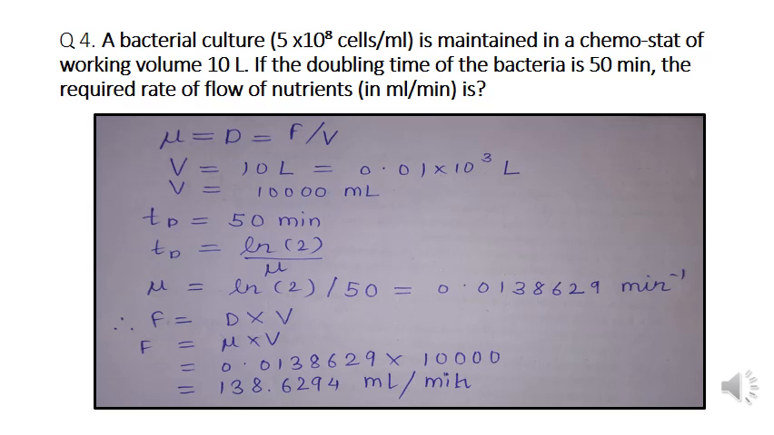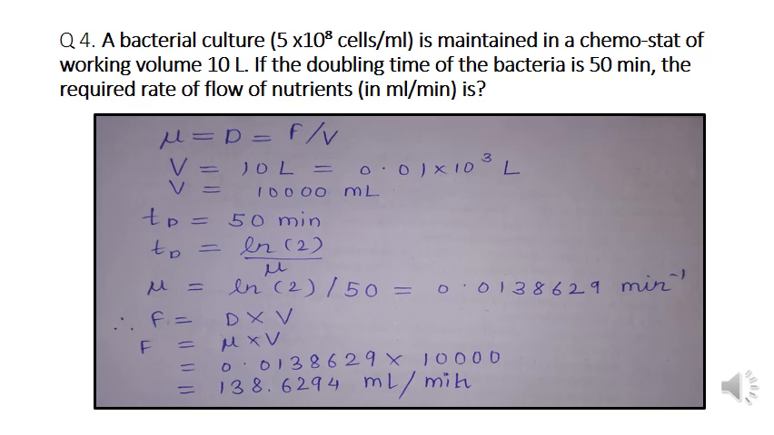The flow rate is governed by this mathematical equation: D, that is dilution rate, is equal to F by V. F is the flow of nutrients and V is the volume, and that dilution rate is found to be equal to the specific growth rate mu of the particular bacteria in the chemostat. This is the one equation that you have to keep in mind. Volume given here is 10 liters, which is 10,000 ml. I hope everyone understands how to convert liters into ml.